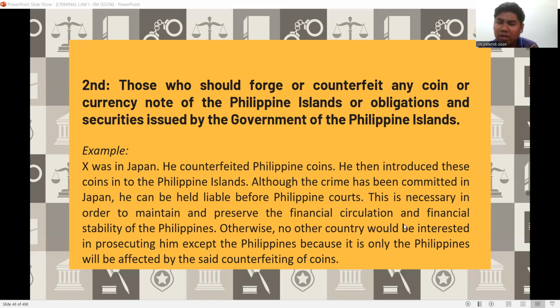Why? Because this is in order to maintain and preserve the financial circulation and financial stability of the Philippines. Okay? No country would be interested in prosecuting that person who counterfeited our coins or Philippine money. It is only the Philippines that will be affected by such counterfeiting of coins. Therefore, they can be under our Philippine courts. We will have jurisdiction over that person.